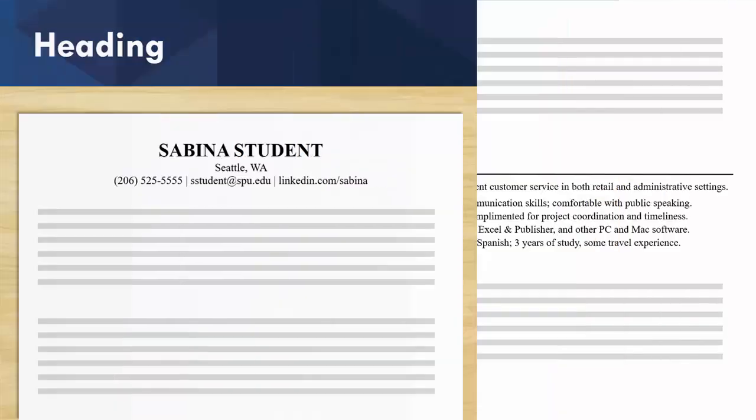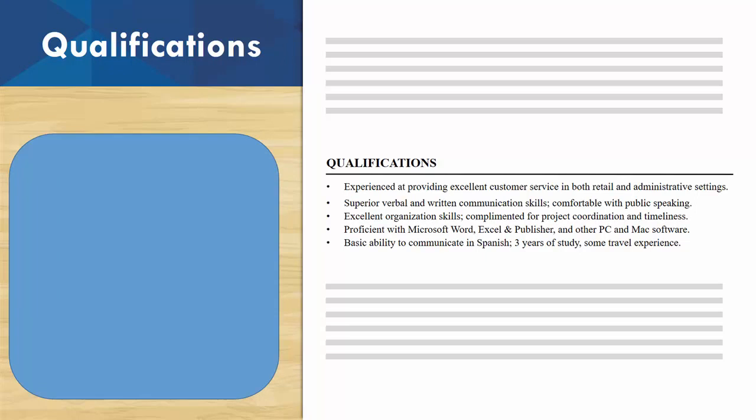The next component of a resume is the qualification section. You may have seen in the past people using an objective section, but we're steering clear of that these days. It doesn't really tell the employer anything interesting about you. They already know you're interested in the position. That's why you're applying. So instead, use this space as a selling point.